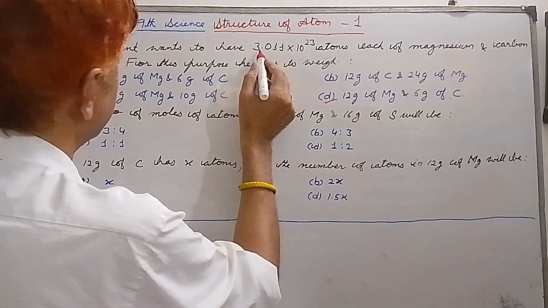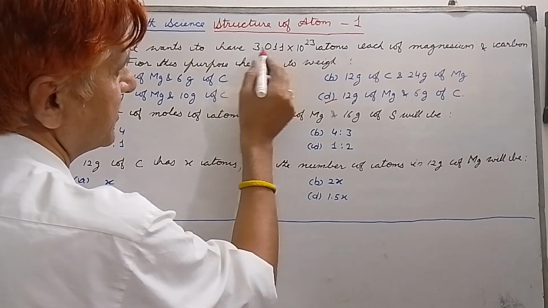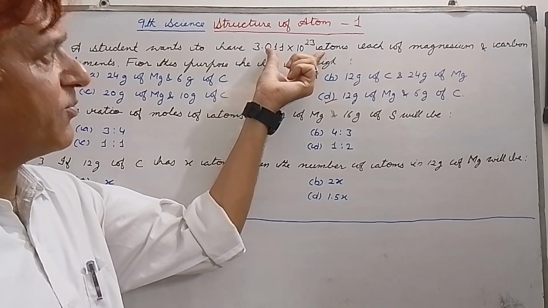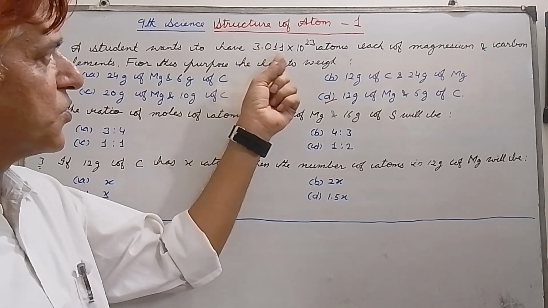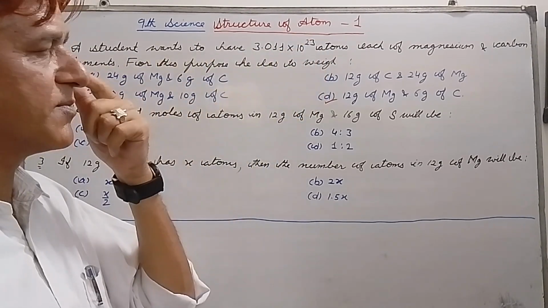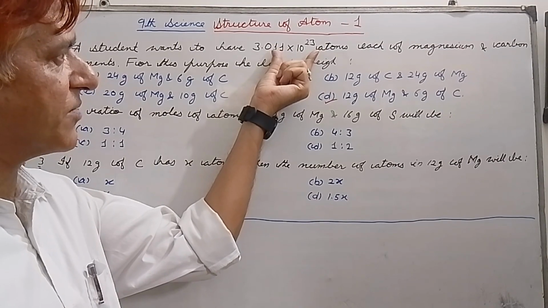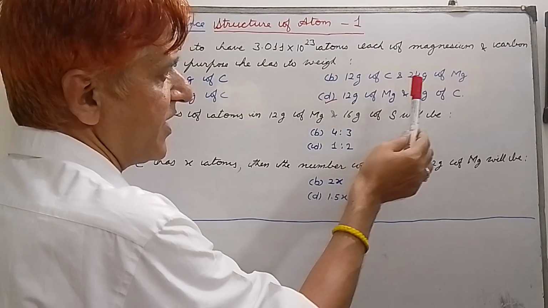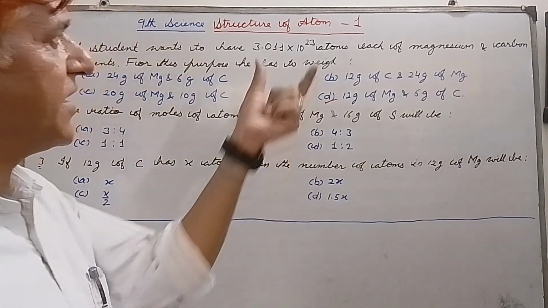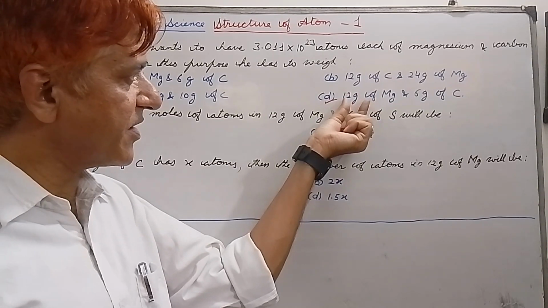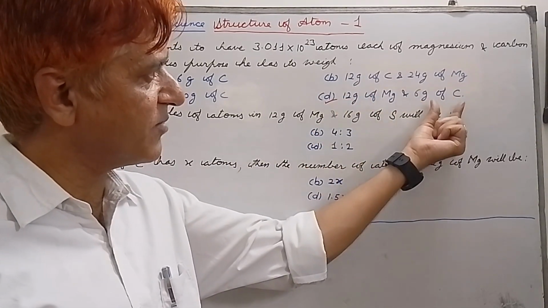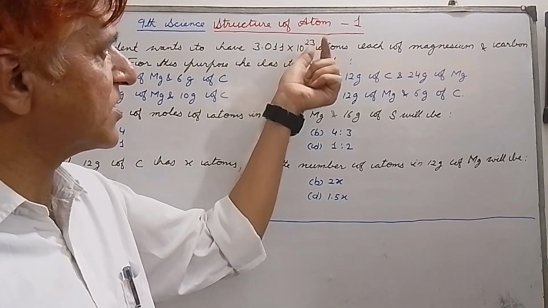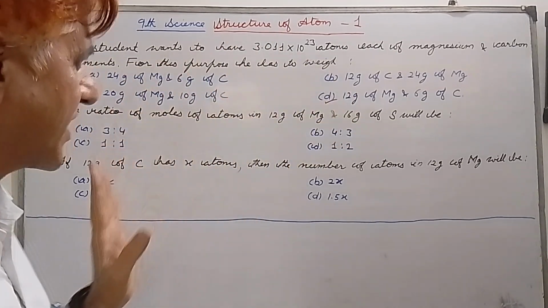Actually 3.011 into 10 raised to the power 23 atoms is equal to half mole, because you know very well that 6.022 into 10 raised to the power 23 atoms is equal to 1 mole. So this is equal to half mole. So actually 24 gram of magnesium and 12 gram of carbon will have 1 mole of atoms. So here 12 gram of magnesium and 6 gram of carbon will have certainly 3.011 into 10 raised to the power 23 atoms. So D is the correct option.